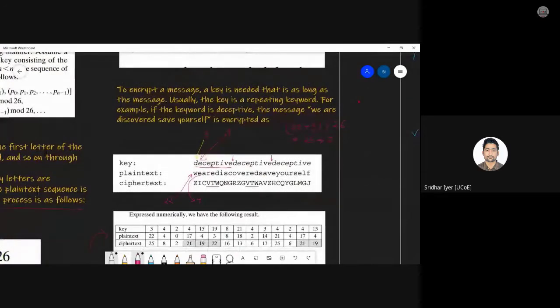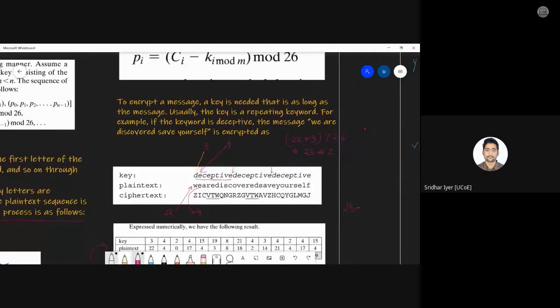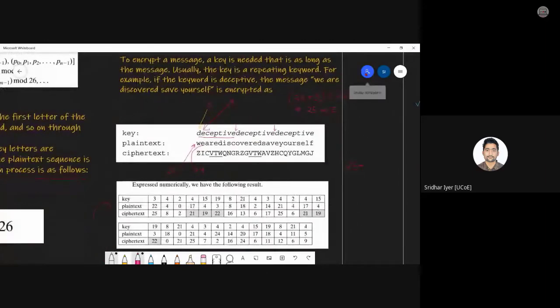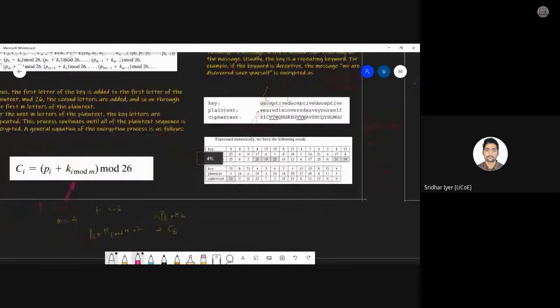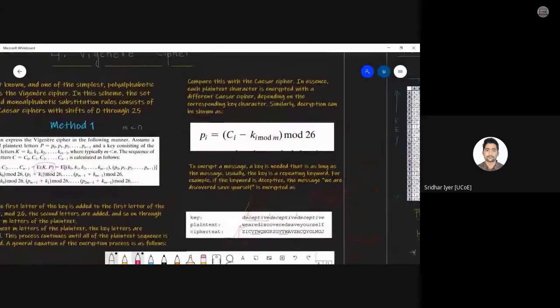Now it will be 25 minus Ki. Ki is nothing but 3 over here. So it is nothing but subtraction. That's it. And you will get answer as 22. So you will again get back this plain text P. Fine. And then convert that back into the alphabets. Fine. So this is very simple.